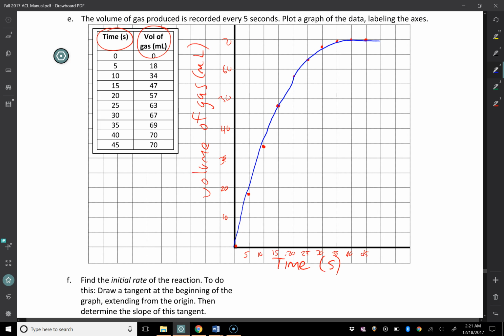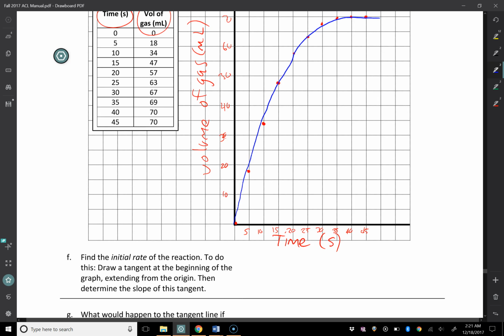All right, now that we've got the graph made, let's take a look at the other questions. Question F says, find the initial rate of the reaction. To do this, draw a tangent line at the beginning of the graph extending from the origin, then determine the slope of this tangent. Okay, so you're going to want something like a ruler or your ID card or the back of a calculator so that you have a straight edge. We're going to start this tangent line. Hopefully mine turns out to be fairly straight, like it says, from the origin.